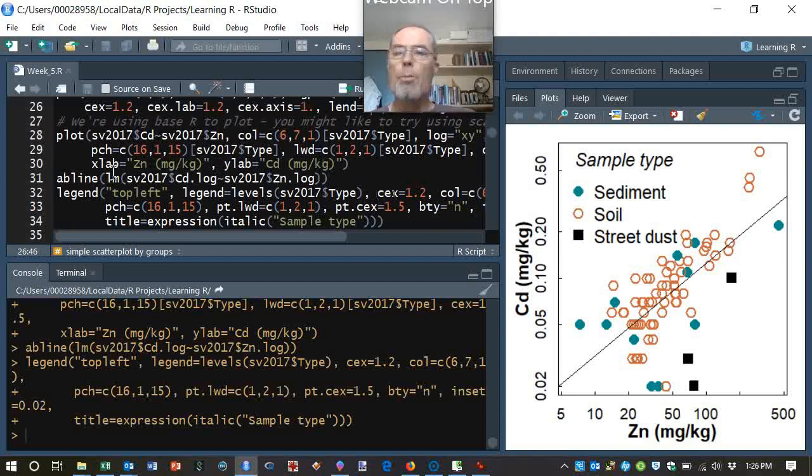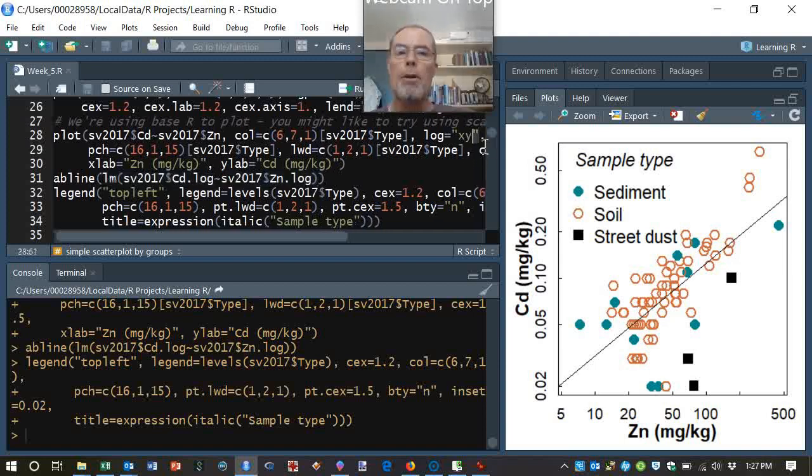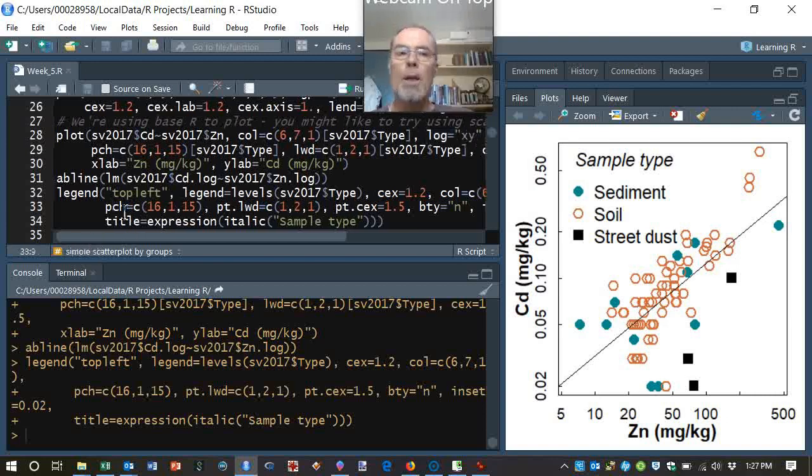Then we plotted what we call an abline. An abline can accept as an input argument a linear model, that is a line of best fit, if you like, of log transformed cadmium versus log transformed zinc. And we did that even though we didn't have log transformed variables in our plot function. We did log transform the axes using log equals "xy" in quotes. Then we simply add a legend, giving it a position, matching the plot characters and colors and line widths and so on to what we used in the graph so that they match up nicely.